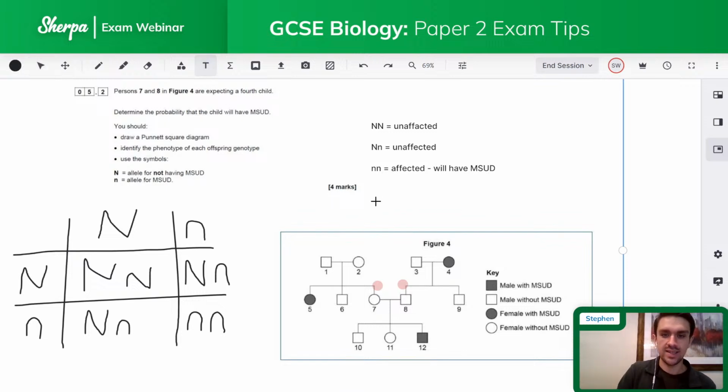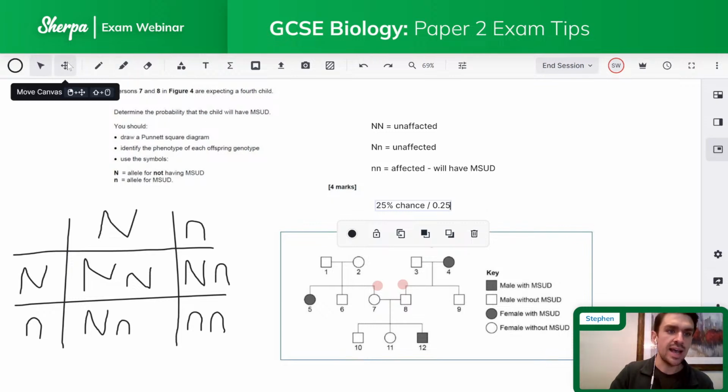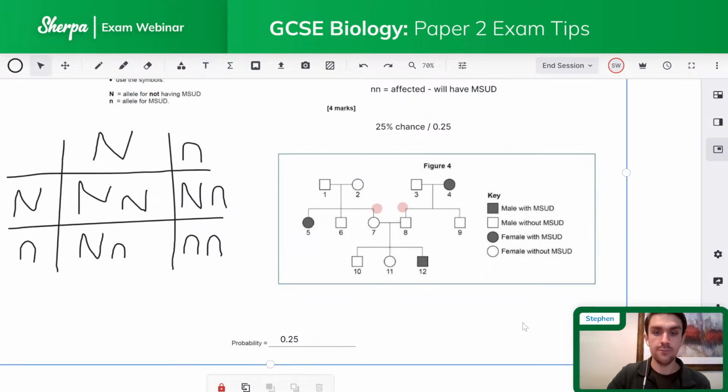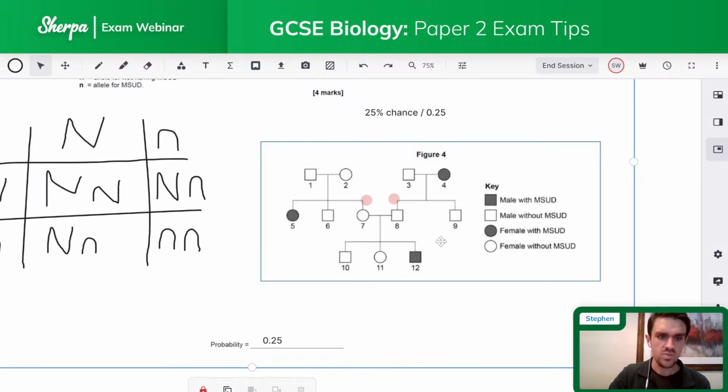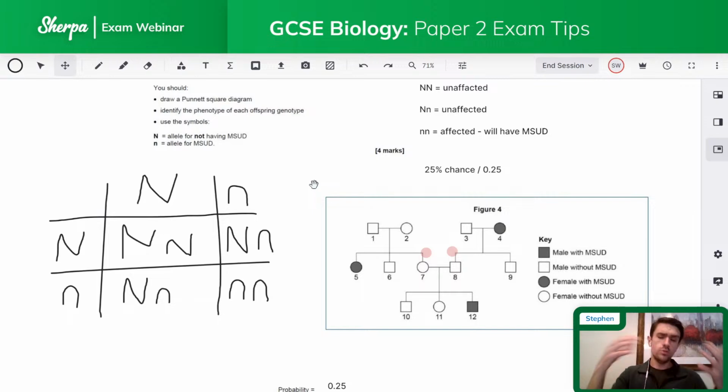So we can then write in that there is a 25% chance, or a 0.25 probability. You can see down here at the bottom of the question, it just asks for the probability. All you have to do right there is either write in 25% or 0.25. And that will be 4 marks for that question. So a pretty tricky one. Again, they will give you information you've never heard of, in this case MSUD, this interesting disease. We do know how to read these family trees, we do know how to construct Punnett squares, and we can get an answer out of that.